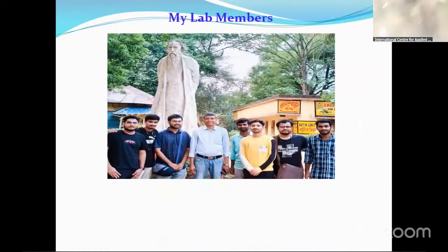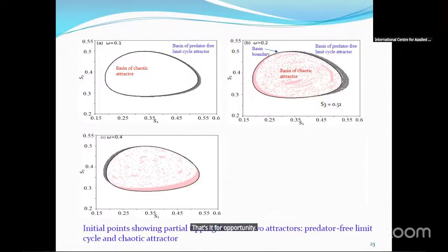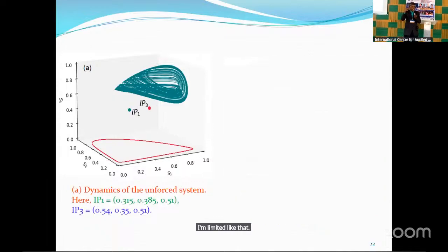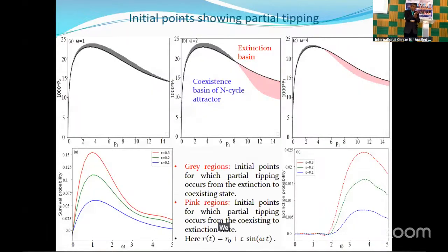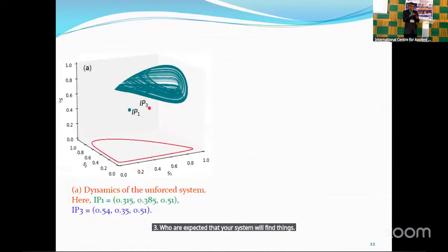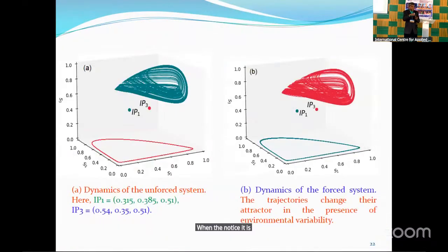Without fluctuation, your system goes to some limit like that. But in case of fluctuation, it crosses the boundary and goes to the other equilibrium. That means you are expecting that your system will be fine. But basically, when the fluctuation is included, that means when the system becomes more realistic, when the system considers the natural fluctuations of the environment, your expectation may not hold. So that is the importance of this.